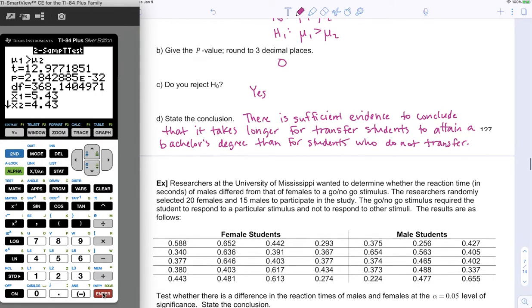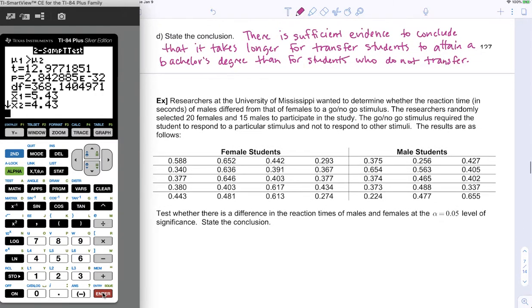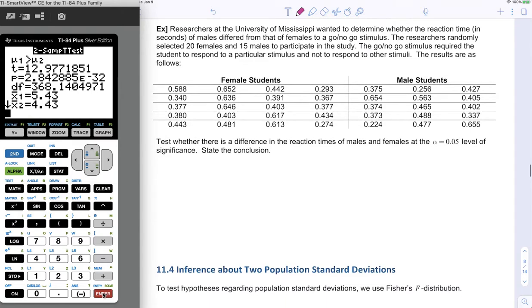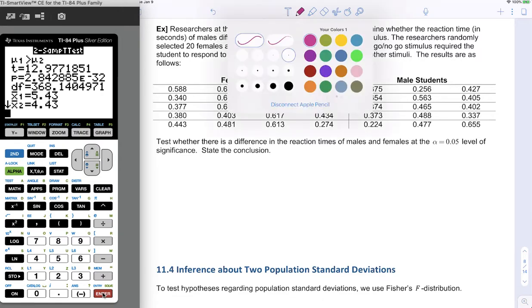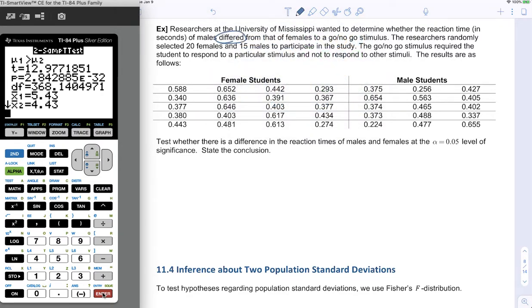On this one, we're given data, so that will change our input value. Researchers at the University of Mississippi wanted to determine whether the reaction time in seconds of males differed from that of females to a go, no-go stimulus. So the word differed is important. This gives us a hint for our alternative hypothesis.